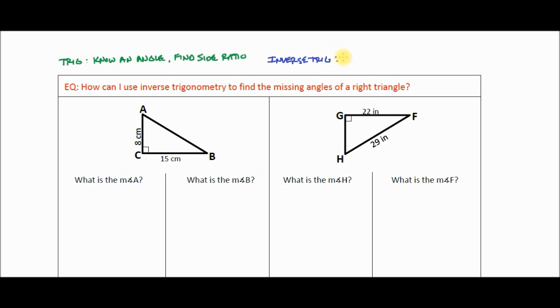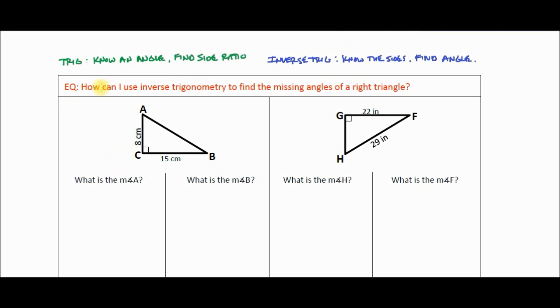Inverse trig tells us if we know the sides, find angle. So trig takes a known reference angle and spits out the values of the sides, or the side ratios. Inverse trig takes the known side values and finds a missing angle. So in this section, we're going to actually use trig in reverse, or use inverse trigonometry. Let's take a look at how to do this.